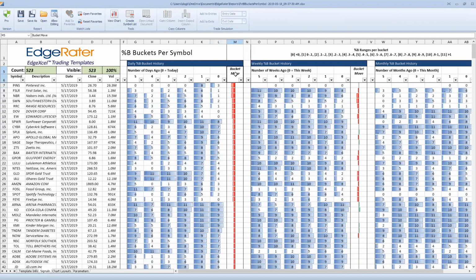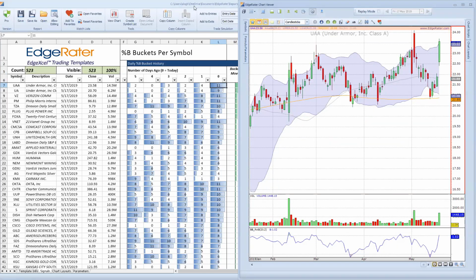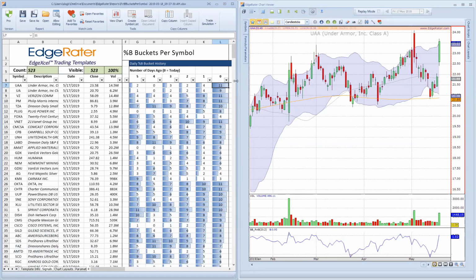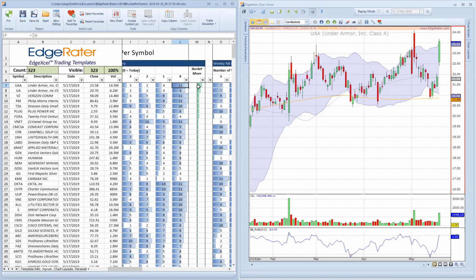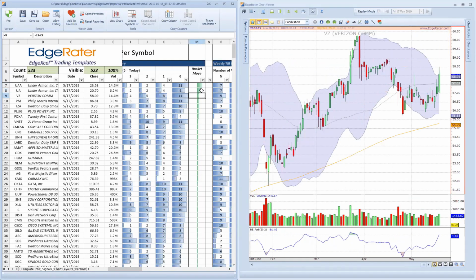Let's sort by bucket move. Now we have stocks that aren't necessarily above the upper Bollinger Band. This one happens to be, but these are the stocks making the biggest move within their Bollinger Bands. Let's take a look at these. They're interesting because some people are interested in stocks that have made these huge moves. You can just scroll down through this list.